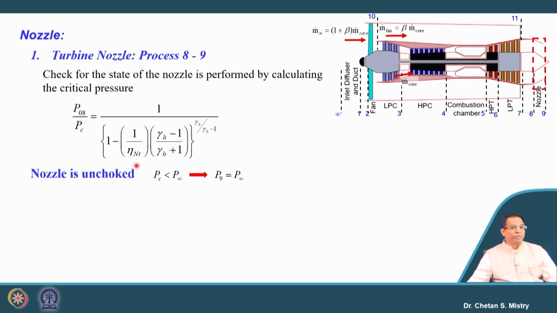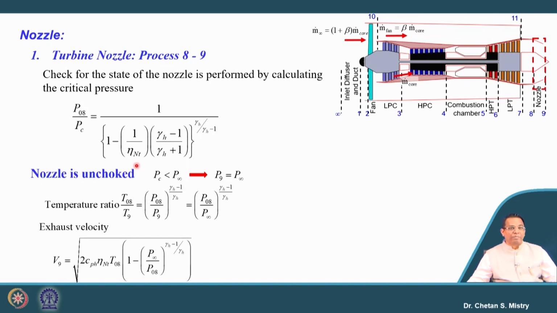We know now that when our critical pressure is lower than the atmospheric pressure, then we consider the exit pressure as atmospheric pressure, and we will be calculating our temperature ratio. Based on that temperature ratio, we can calculate what will be our exit velocity.